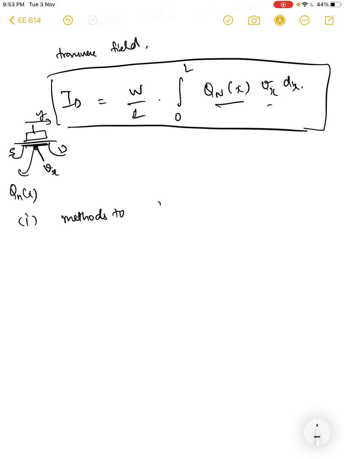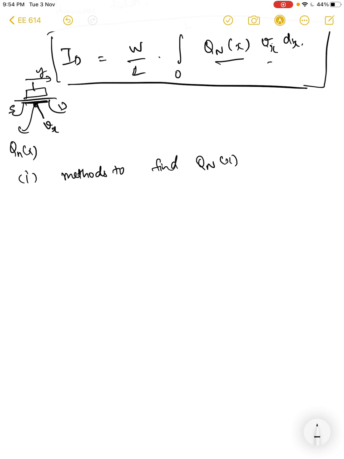Methods to find Qn of x. So the most common method to find the Q1 of x is to solve the Poisson's equation, like we have previously seen how to do this, right? So how do we do it?